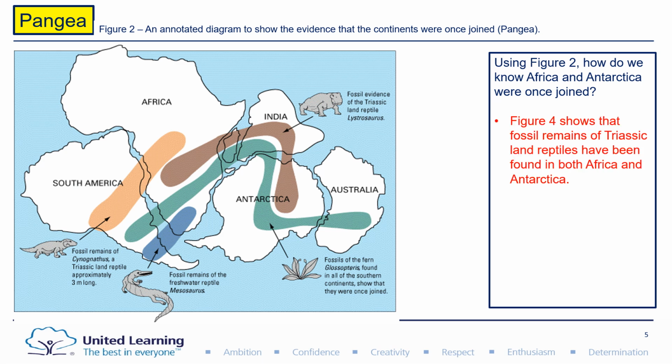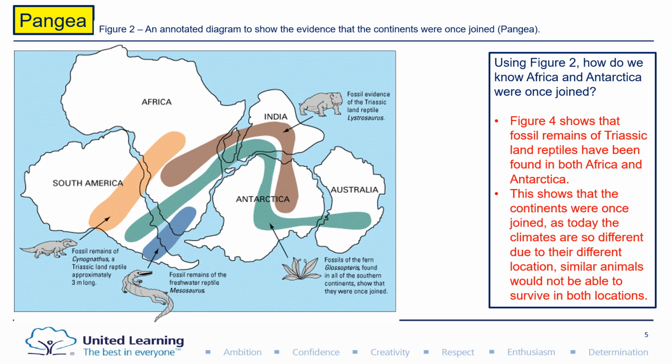Right, so answers. We could see that figure 2 shows the fossil remains of Triassic land reptiles have been found in both Africa and Antarctica. This shows that the continents were once joined, as today the climates are different due to their different locations. Similar animals would not have been able to survive in both locations.